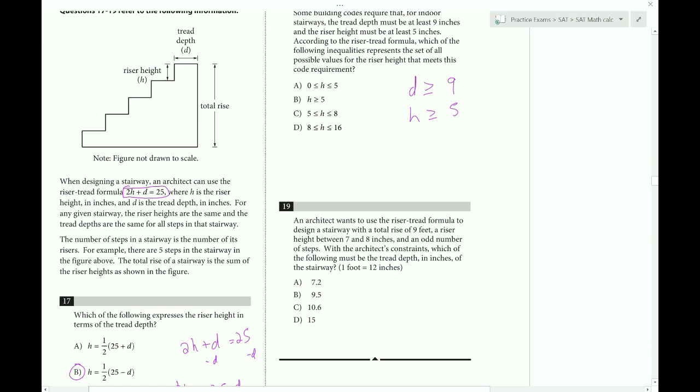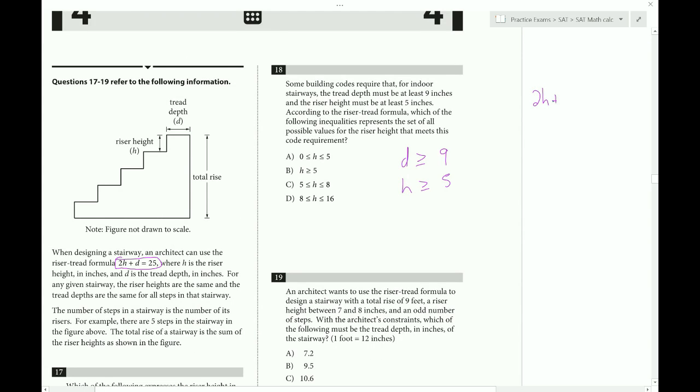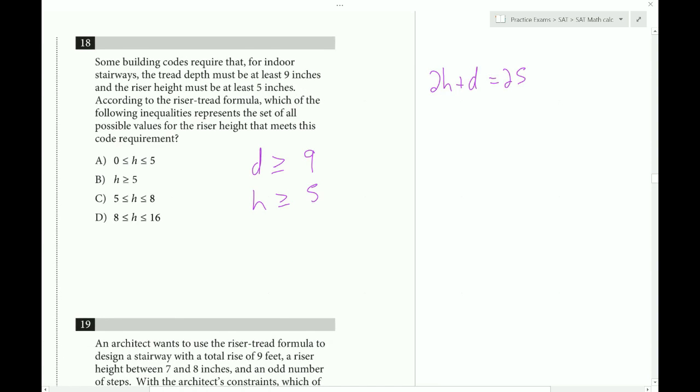Okay, so again, the formula is 2h plus d is equal to 25. Okay, and we have to consider both of these constraints, right? Let's see. So we know that the riser height is greater than or equal to 5, right? So let's plug in 5 for the riser height. 2 times, should we do that? No, let's do that for the D value. So we'll plug in the extremum for D, which is 9, and solve this out. That'll give us a condition on H.